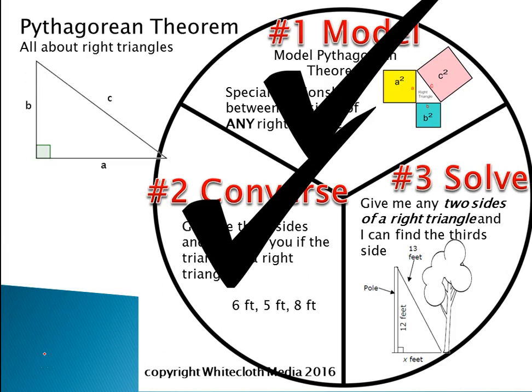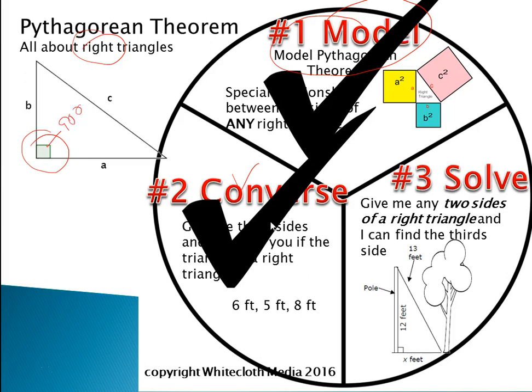First, we learned how to model the Pythagorean theorem using the area of the squares of the sides. Second, we learned the converse, which is if you give me 3 sides to a triangle, I can tell you if it's a right triangle by using the Pythagorean theorem. And once again, the Pythagorean theorem is all about right triangles, not just any triangle. We know a right triangle by the little square in the corner because that represents 90 degrees.